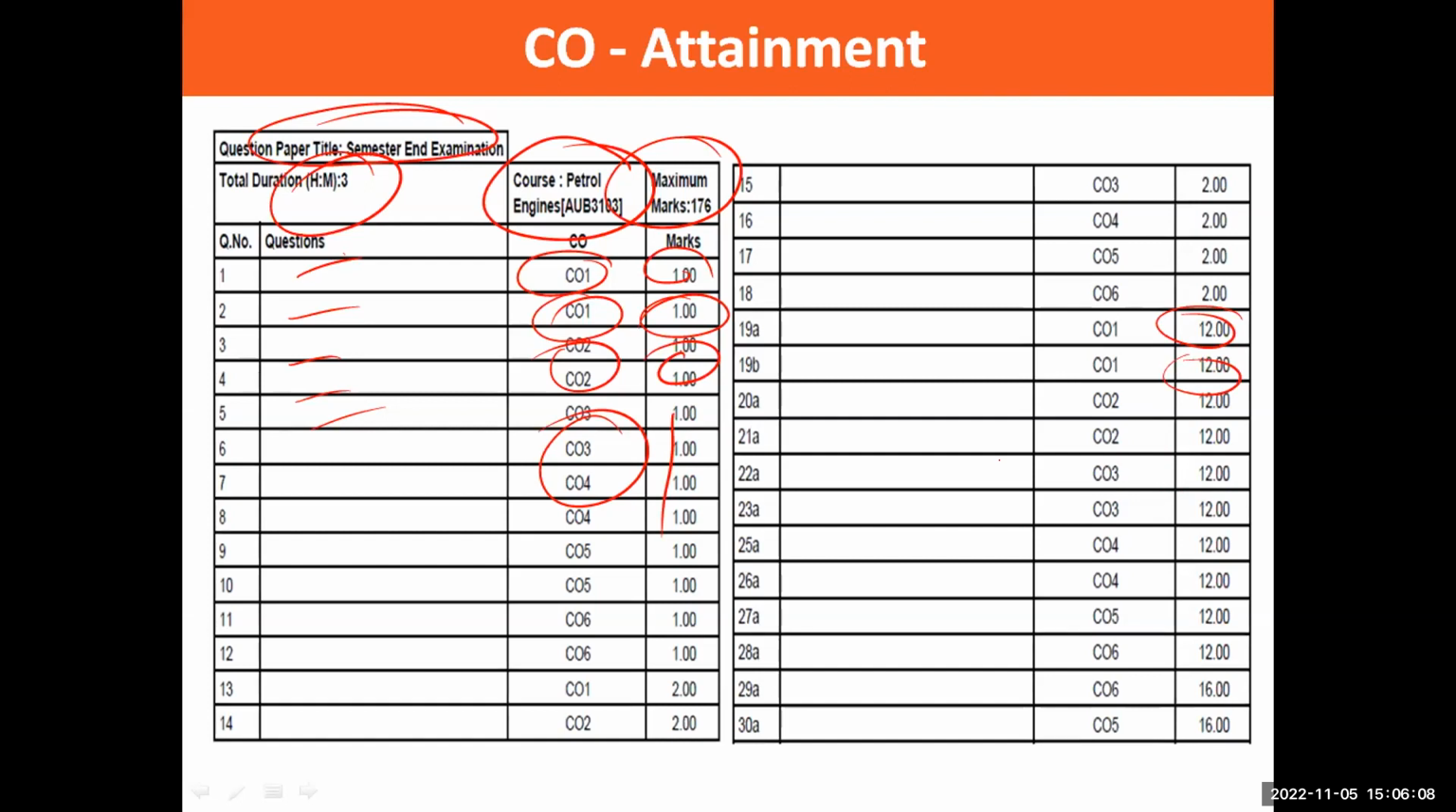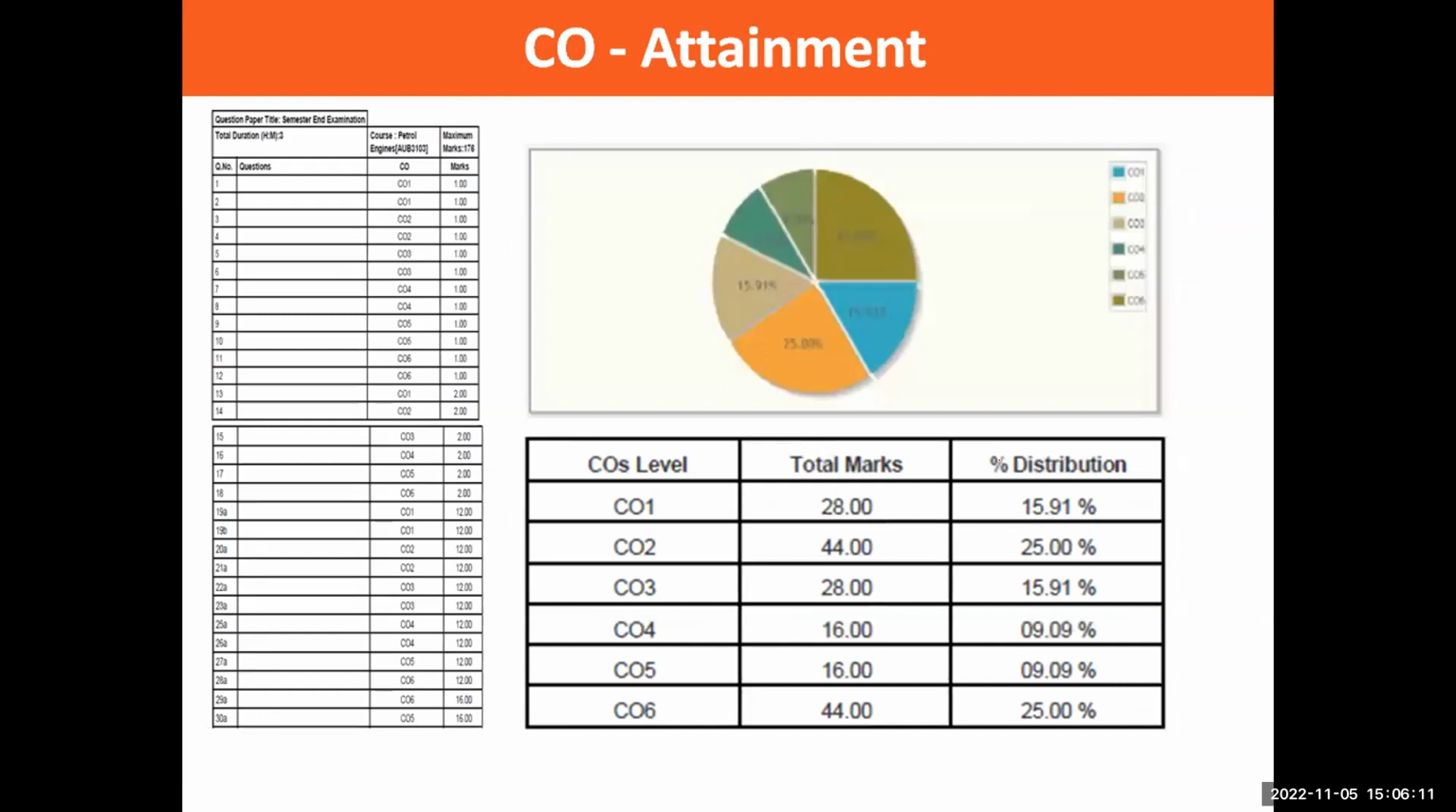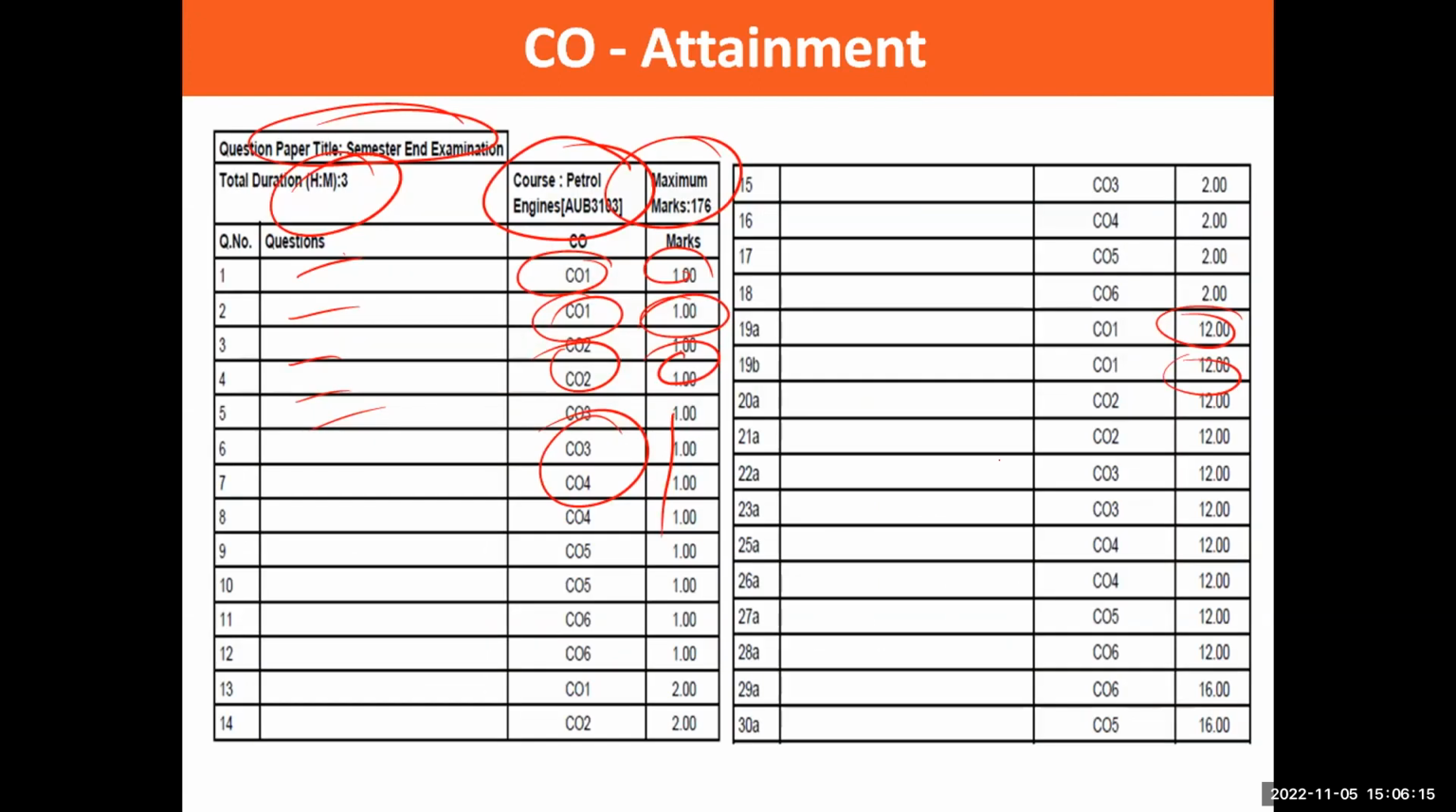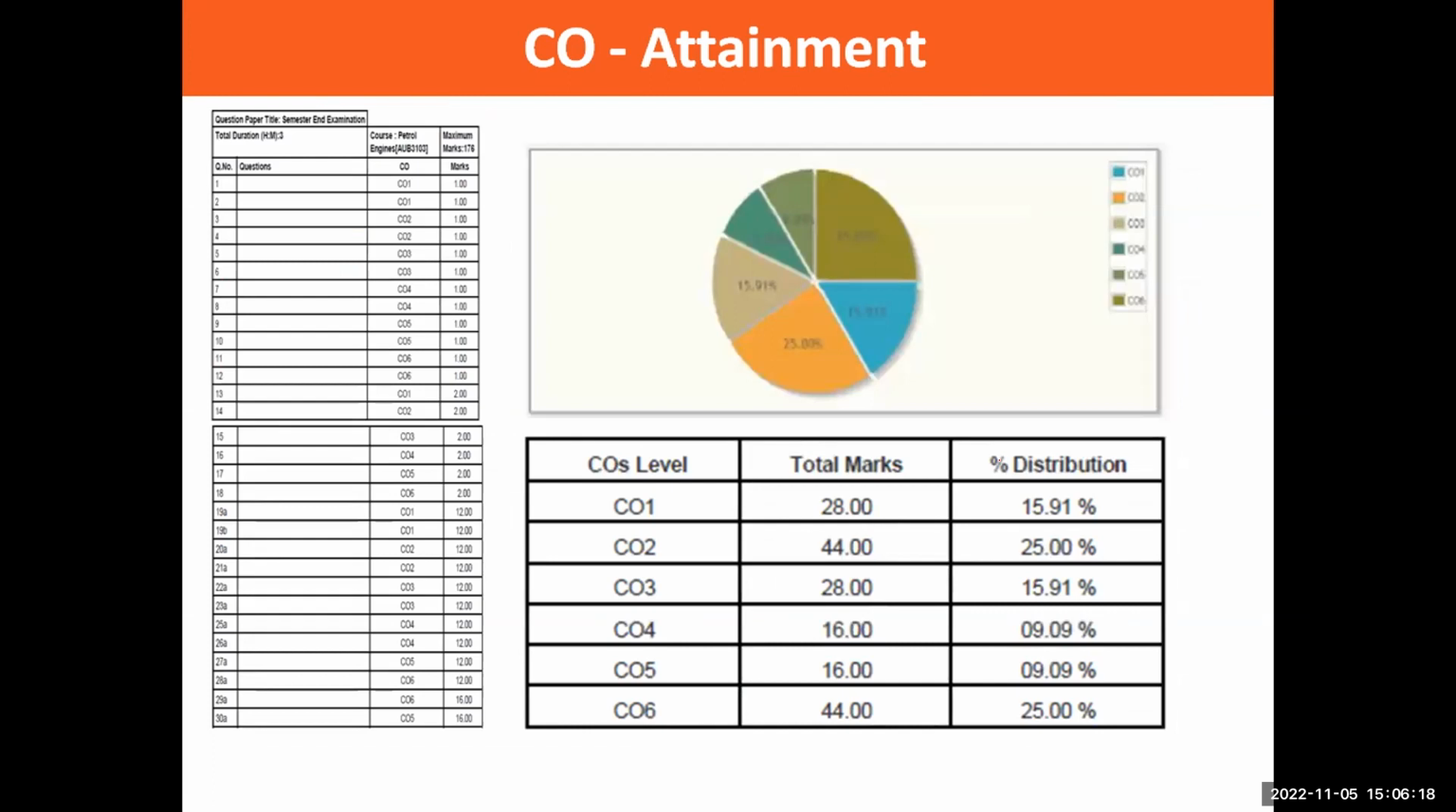That is obviously required, but this is the kind of attainment methodology we have. And after some time, you need to do a calculation and analysis on it, of the different CO-wise percentages, like 25% of CO2 is there or something. So these are the various ways to find out the attainment levels.